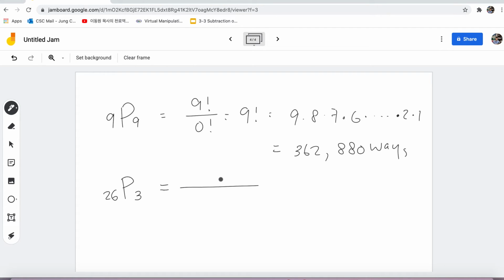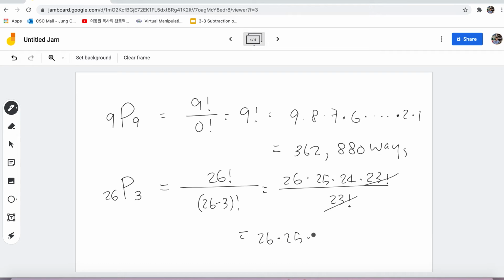Using this, we know we're going to have 26 factorial divided by 26 minus 3 factorial. So how do we calculate that? We know it's going to be 26 times 25 times 24 times 23 factorial. I'm going to stop here because the denominator is also 23 factorial. So we can simply cancel them out and just solve 26 times 25 times 24. If you use your calculator, you're going to get the answer of 15,600.